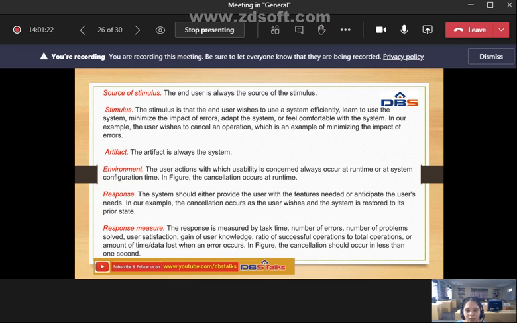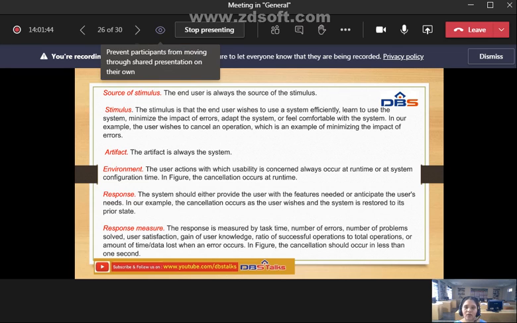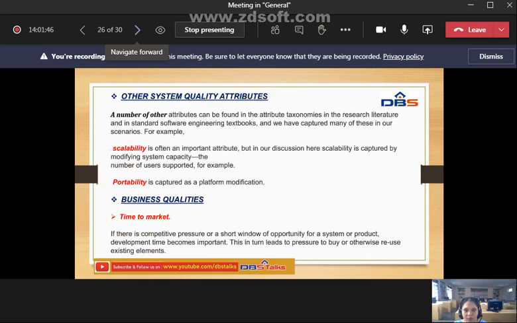Response measure: within less than 1 second the response will be given. The response measures are task time, number of errors, number of problems solved, user satisfaction, gain of user knowledge, ratio of successful operations to total operations, or amount of time or data lost when an error occurs. In our figure, the cancellation should occur in less than 1 second. These are all the response measures.